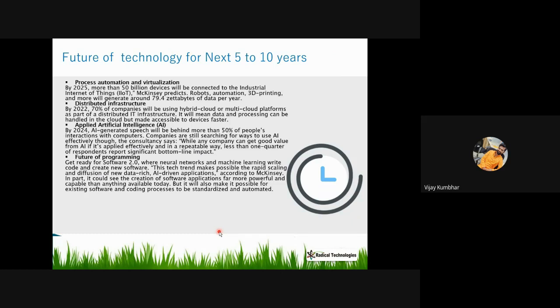The future of the technology in the next 5 to 10 years. If you have heard about it, there are many tasks which are getting automated nowadays. Robotic process automation is one example of that. Similarly, the news about ChatGPT coming into the market, which gives you answers, falls under this only. So first is process automation and virtualization.